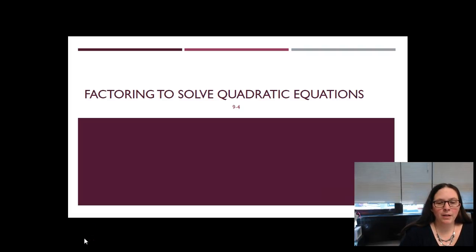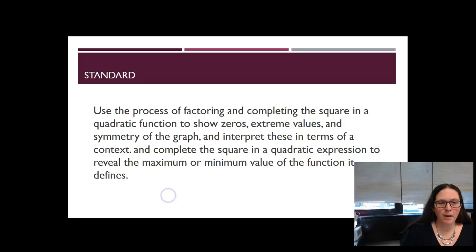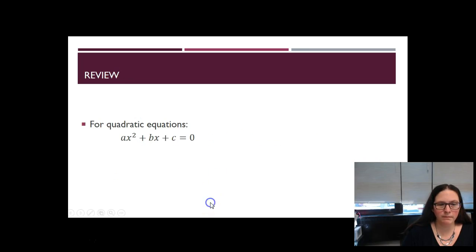So this one is going to teach you about factoring to solve quadratic equations, and we're specifically going to use the process of completing the square. First off, the standard that we're looking at here uses the processes of factoring and completing the square in a quadratic function to show zeros, extreme values, symmetry of the graph, and interpret those in context.